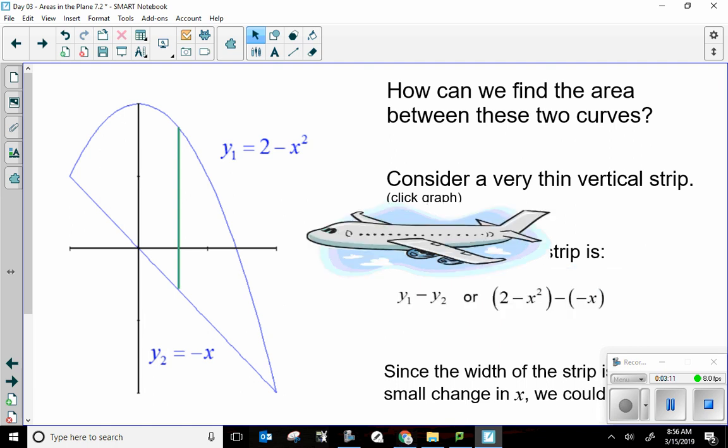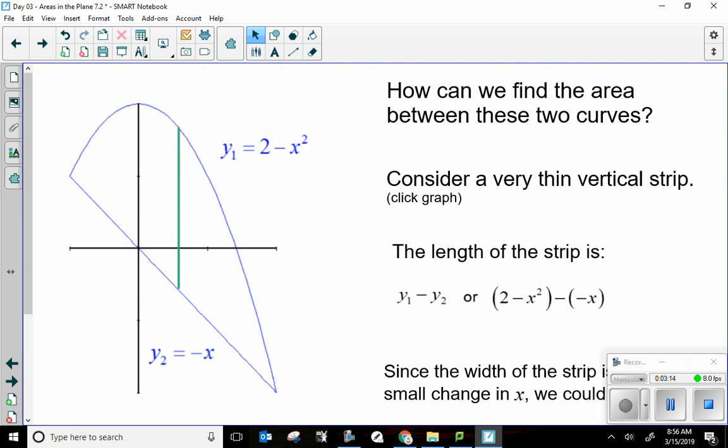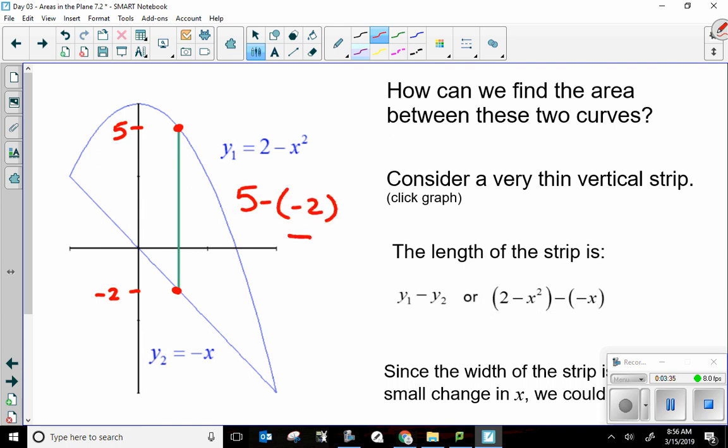I just take my upper graph and subtract my lower graph. Let's think about that for a moment. Whatever value this is, let's say that's at 5. And whatever value this is, let's call that, I don't know, -2. If I want to find that distance, I take my upper one and subtract my lower one. That would be 7. This would have a distance of 7. That works at any 2 points that are above and below each other on these two graphs. You just simply subtract them.